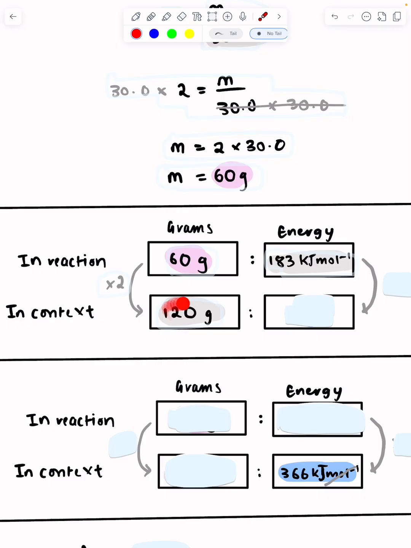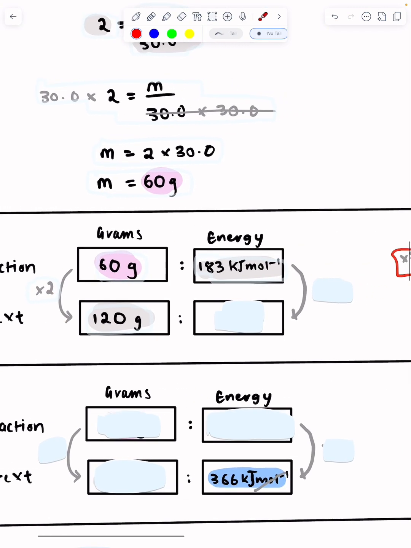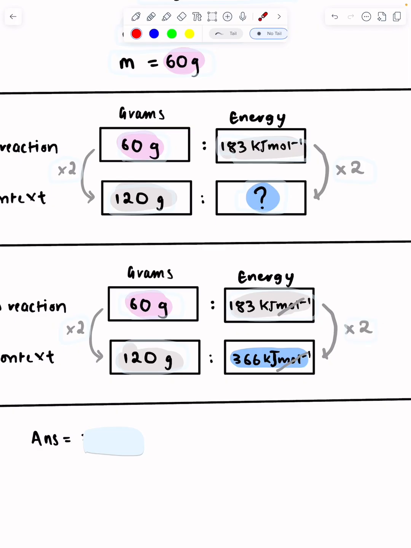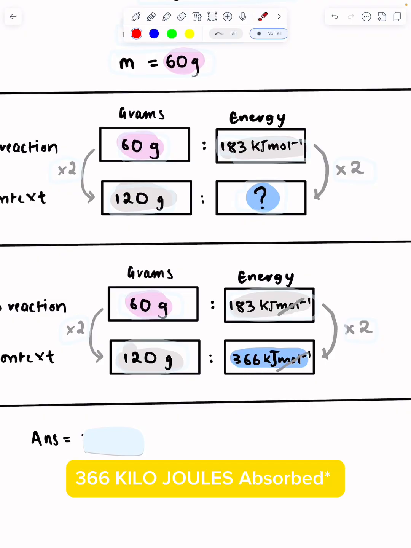So we're just going to do what we did previously. 60 times 2 is 120. That means we have to do the same thing to the other side. So I'm going to times 183 by 2 to get my answer over here of 366. Okay, so this is how it's sort of worked out. And in the end, you could cancel out those units and you'll be left with 366 joules of energy is released, okay, into the surroundings.